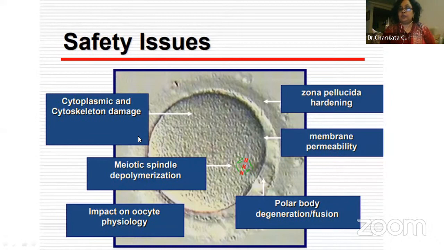But as far as the theoretical part is concerned, whatever your slide says can be possible: damage can happen, and the oocyte can degenerate.